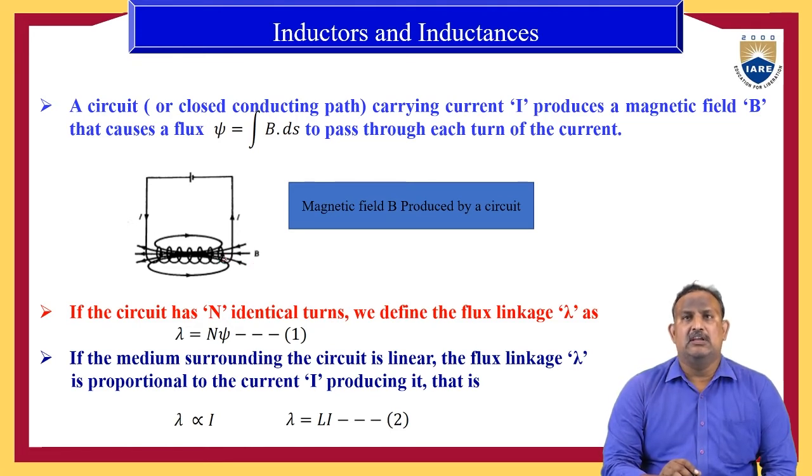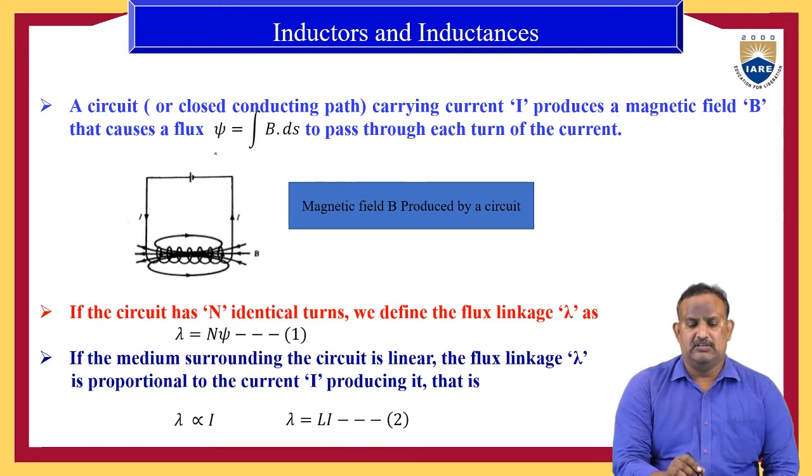A circuit is a closed conducting path carrying a current I. So let us assume a closed circuit is there. For this closed circuit, apply a current. Due to the application of current, we can generate a magnetic field by the process of induction. Due to the magnetic field, a flux psi is induced in the circuit.